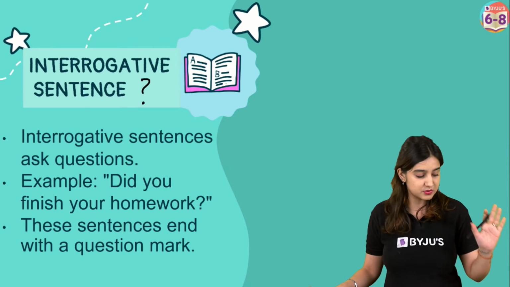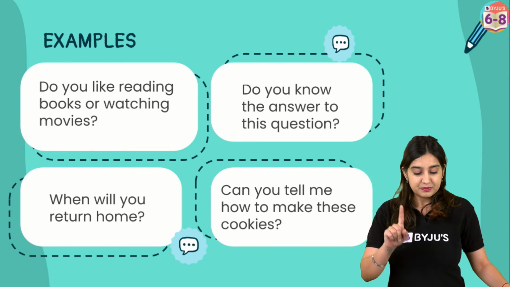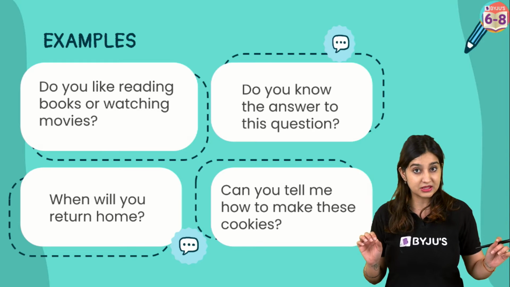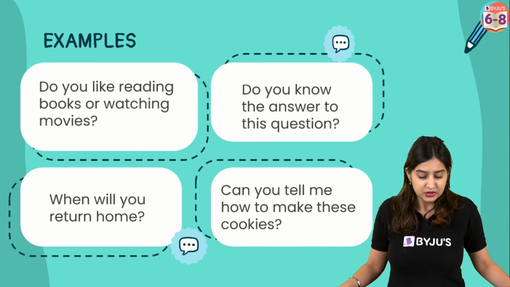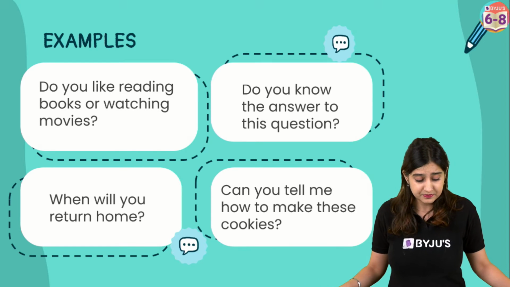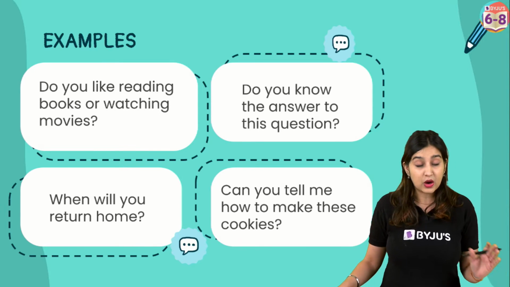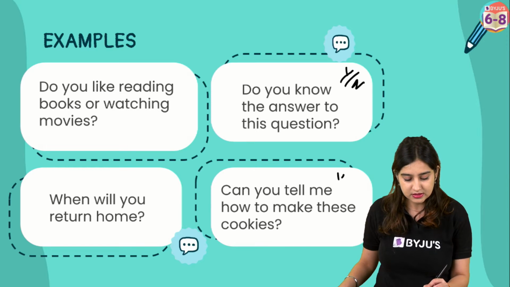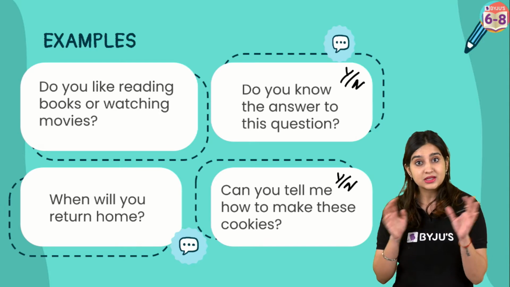Okay, so this was a simple example. Now here are more examples. Pay attention to the way I'm reading out these questions and you will notice something different. Do you like reading books or watching movies? Do you know the answer to this question? When will you return home? Can you tell me how to make these cookies? Now out of all of these questions, this was a yes or no question, this was a yes or no question, and the way I read them out had slight differences.